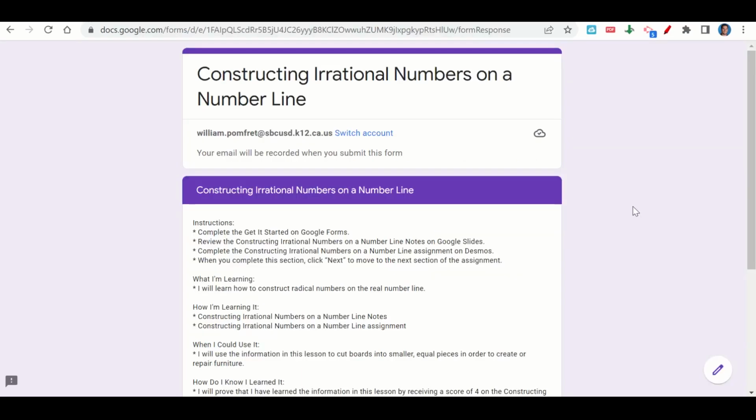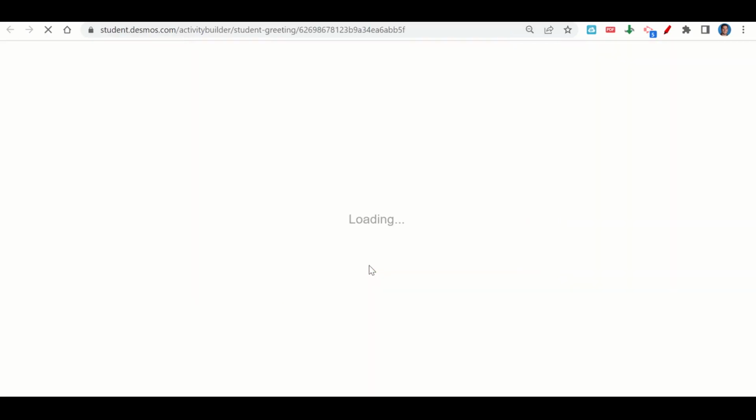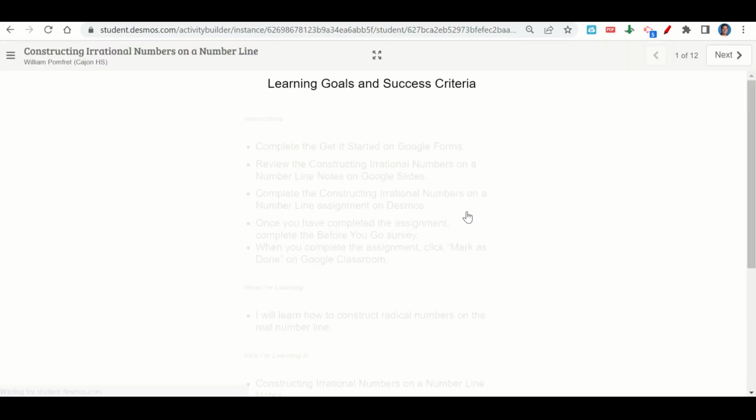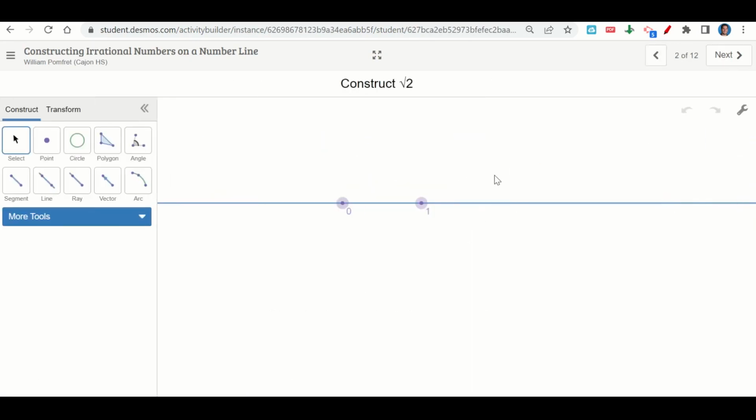Let's take a look now at the constructing irrational numbers on a number line assignment. The assignment begins with our learning goals and success criteria. If we scroll down, there's a link that takes us to the Desmos activity. It should take us to a page that looks like this. We'll go ahead and click start the activity. The assignment begins with the learning goals and success criteria. We'll go ahead and click next. And now it gives us a number line and asks us to construct square root of 2.